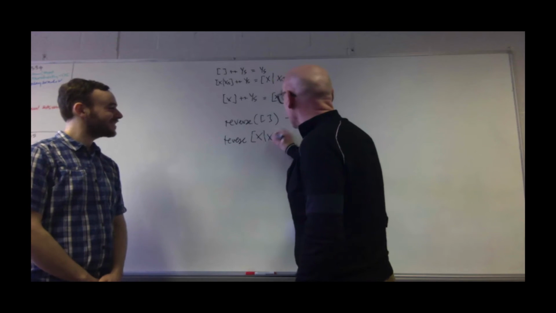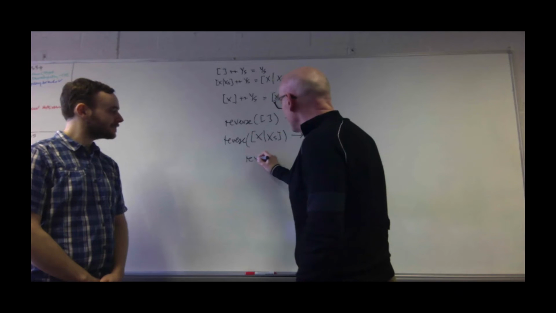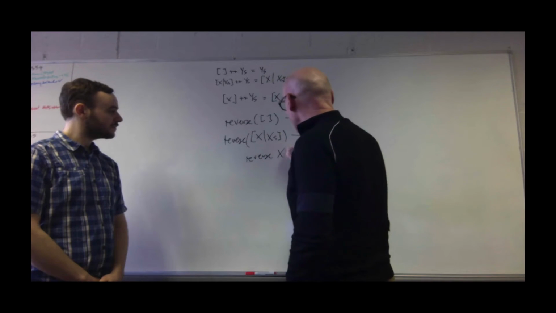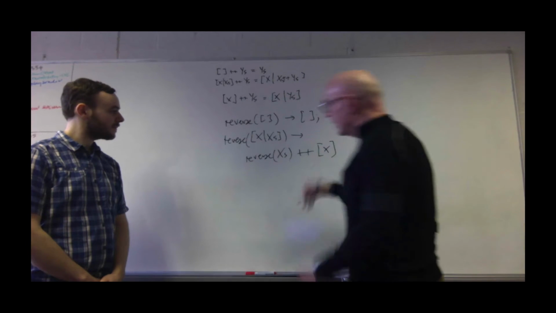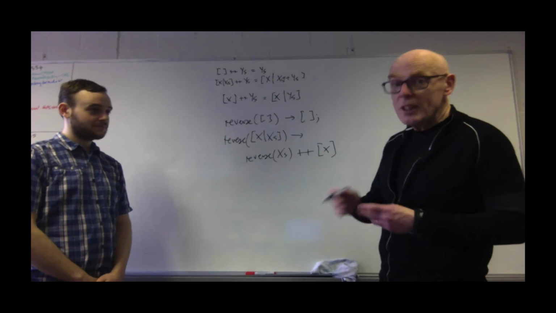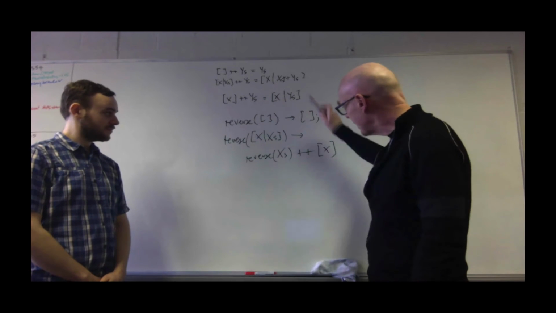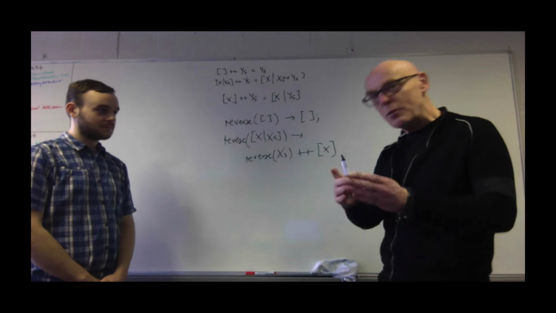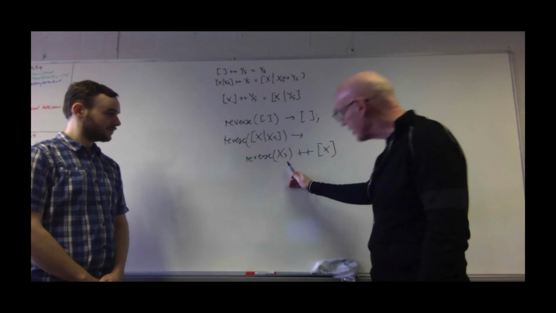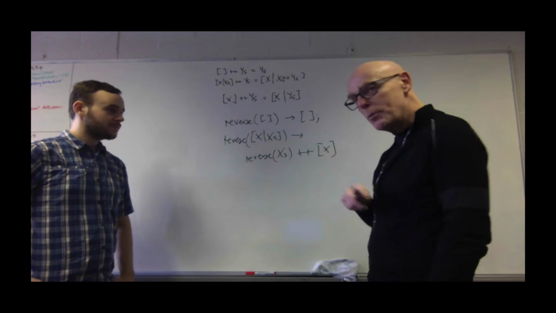Reverse of x cons xs is, and what we do here is we reverse xs and then stick x at the end. As I've been arguing all the way through, this is a nice direct recursion. It says reverse of the empty list is the empty list; reverse of x cons xs, x is the head, the first element, xs is the rest: reverse the rest and stick x at the end. It's clearly reverse. But there's a problem with this.